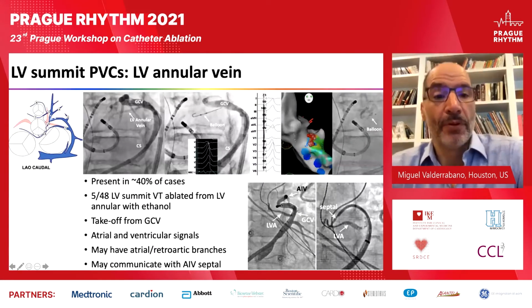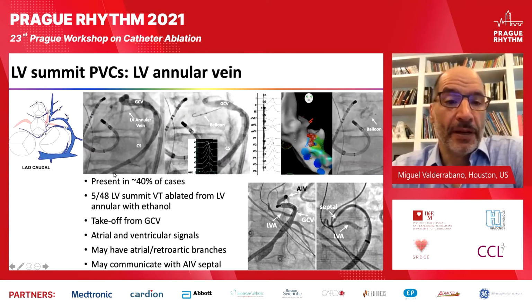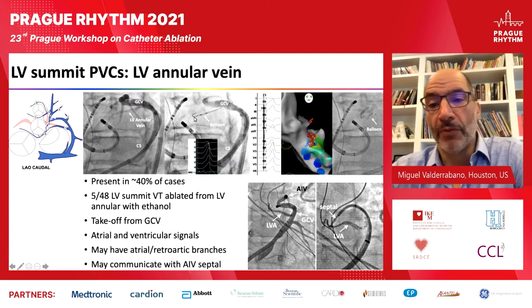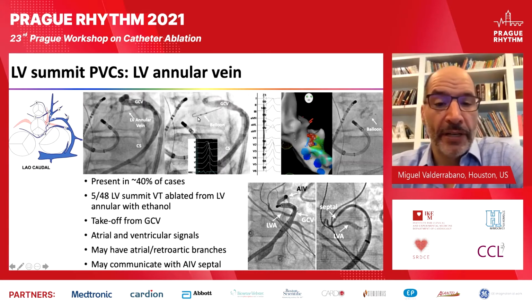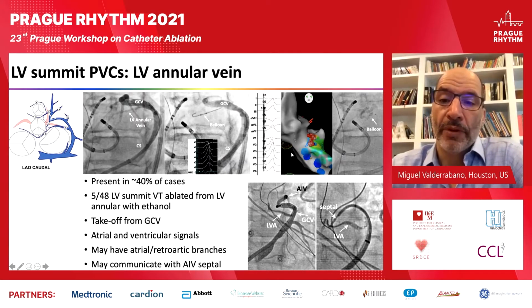So this is an example of an LV annular vein. This is a coronary sinus venogram. You see the great cardiac vein is here, and this is the LV annular vein where we could put a balloon and a wire, and then we would map signals, configuring the wire as a unipolar electrode, and then we would deliver alcohol if indicated, as shown here.